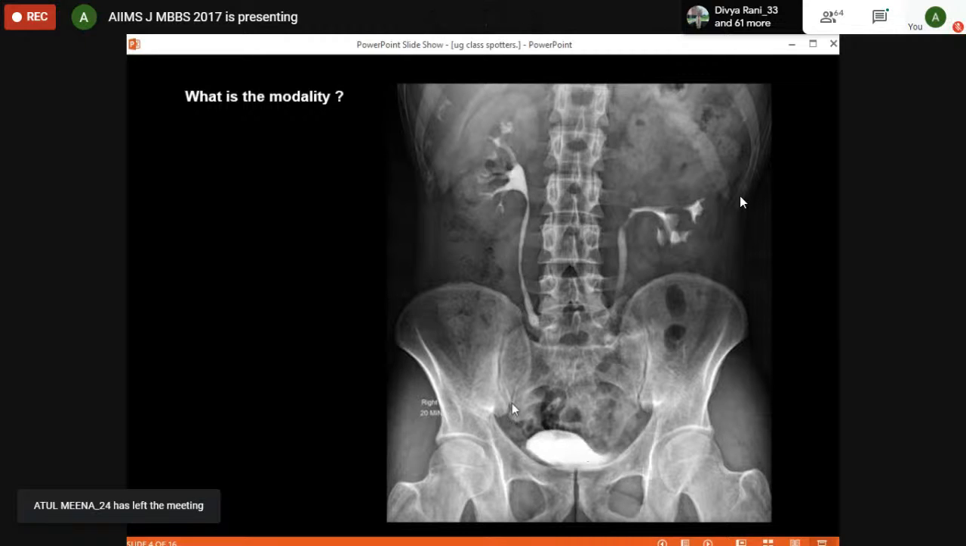So the whole length of the ureter is not visible. Why? Because of the peristaltic movement. So sometimes it's visible, sometimes it's not visible. So you don't call it pathological if the whole length of ureter is not visible.